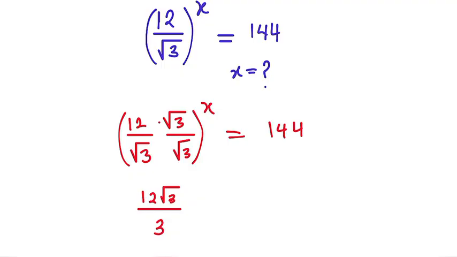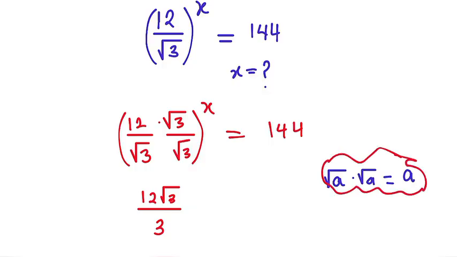And the law that we use is when you have square root of a, multiplying square root of a. So we're going to have a to be the result. All right, so I want you to keep this. Now we're going to have equals 144. So don't forget your power x.